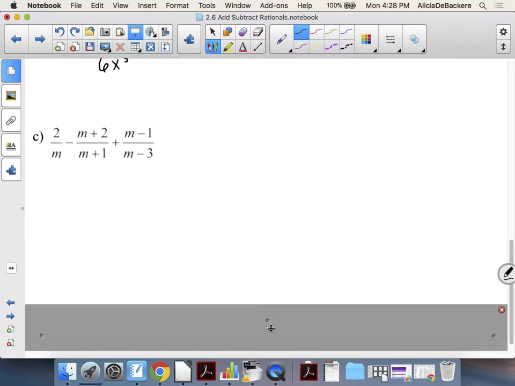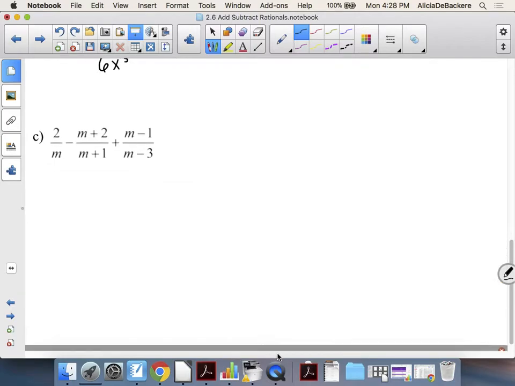In part C, a little bit trickier because now we have 3 fractions, and our denominators have some addition and subtraction. Don't forget that when it's linear like this and there's no squared on the m's, I can just put brackets around those and think of those as individual factors.